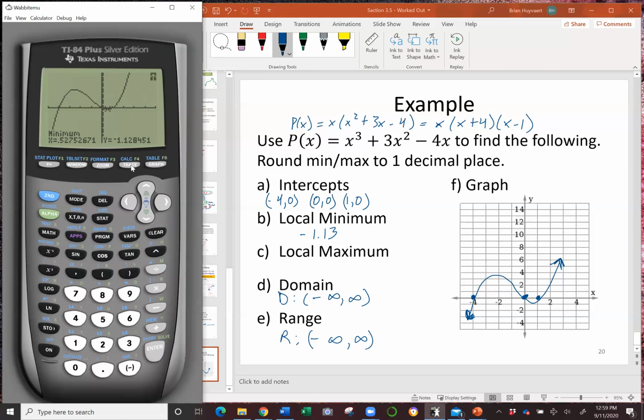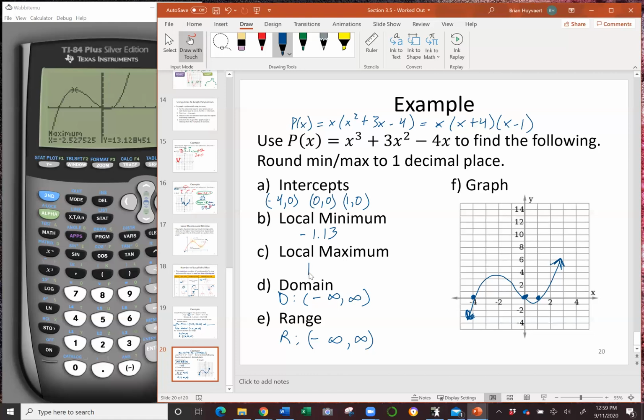And then if we want to calculate the max, we'll just go to the left and to the right, click enter each time, and then enter again. And our max y value, again, we could write down the point, but our max y value is 13.13.